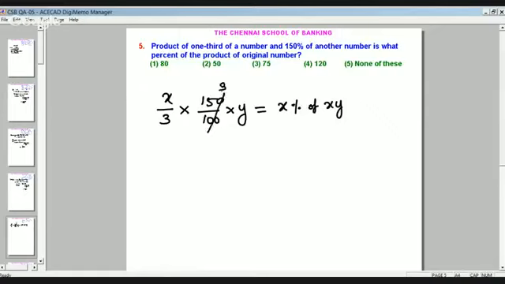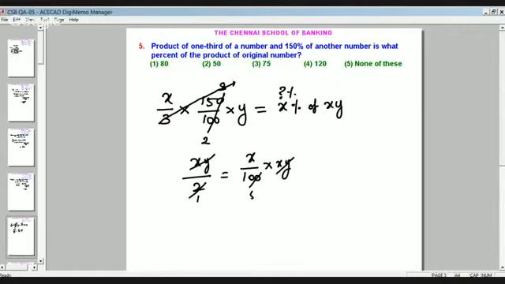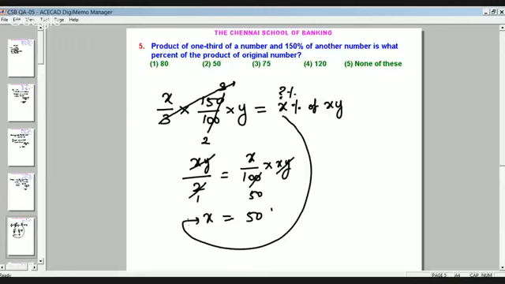Cancel. 3 and 5, 2 and 5. 3 cancel. Remaining xy by 2 equals x by 100 into xy. The x is what percentage of the x? xy cancel. Bottom cancel. So cross multiply. X equals 50. 50 means 50% in the x. Okay, note down.